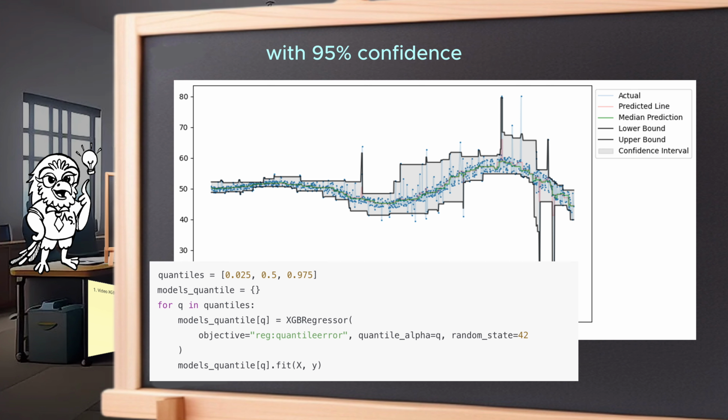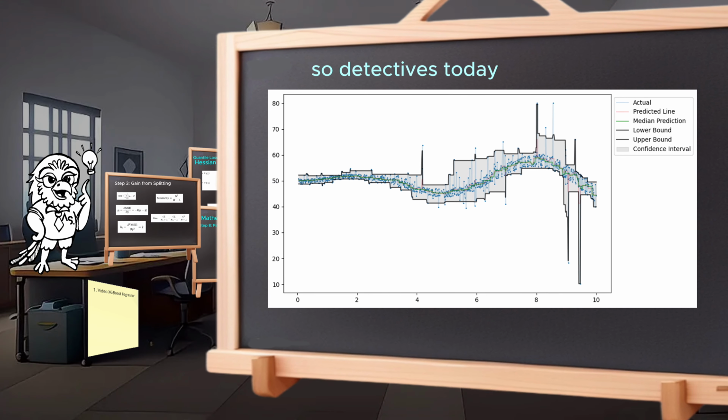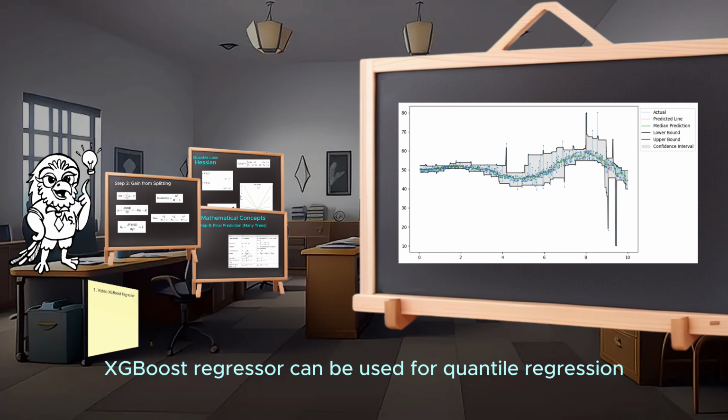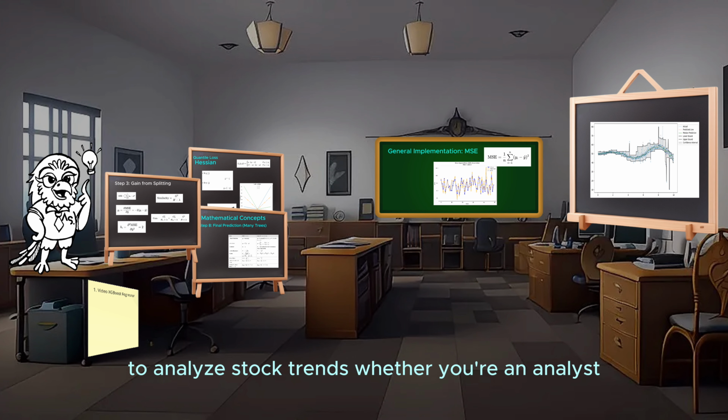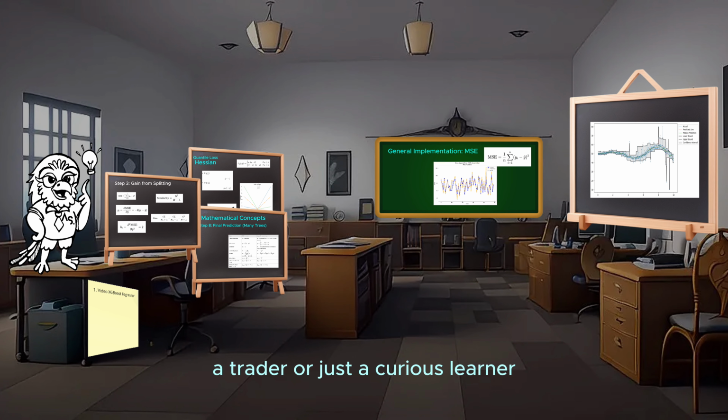So, detectives, today we uncovered how XGBoost Regressor can be used for quantile regression to analyze stock trends. Whether you're an analyst, a trader, or just a curious learner, this approach can help you uncover hidden patterns in the market.